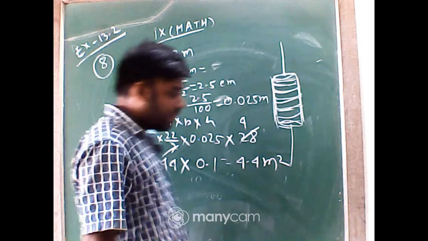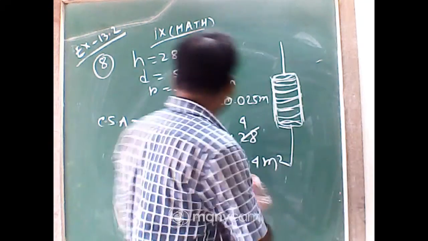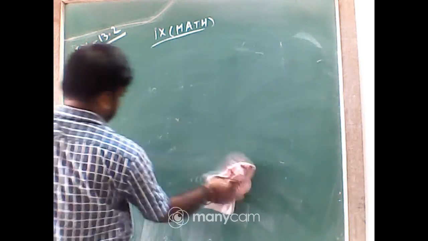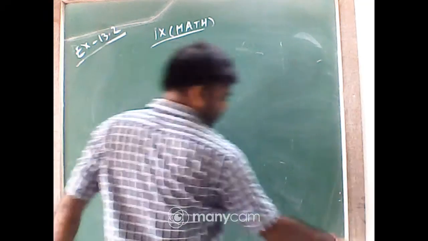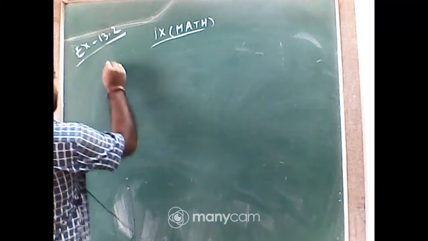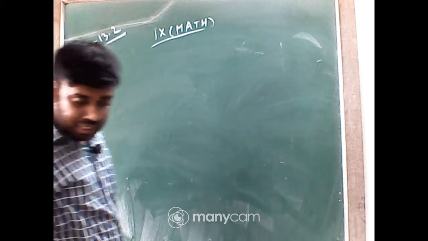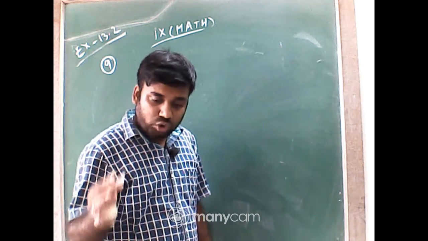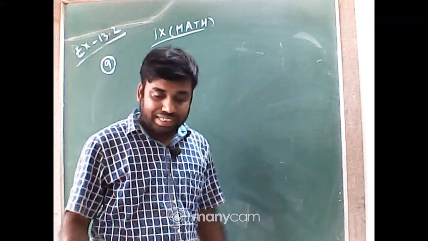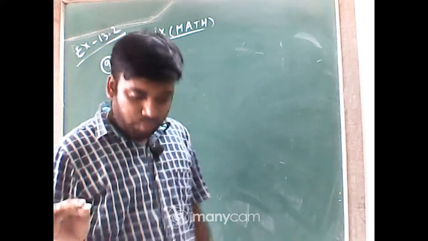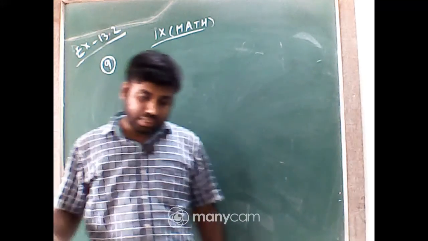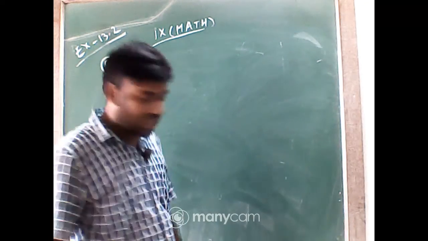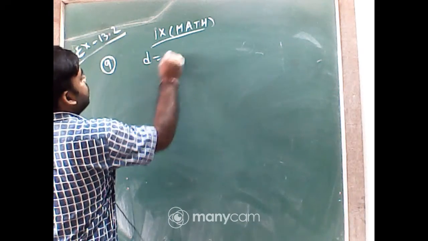Okay, now question number 9. Find the LSA, which means lateral surface area or curved surface area, of a closed cylindrical petrol storage that is 4.2 meter in diameter and 4.5 meter in height. So diameter equals 4.2 meter.